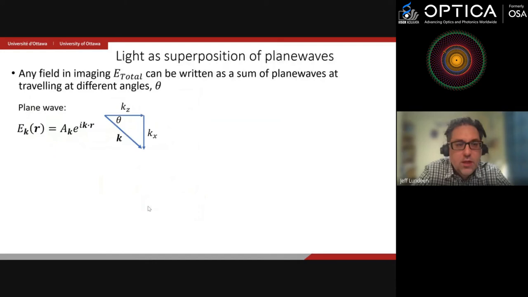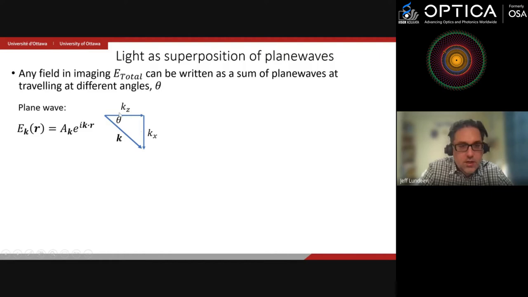To think about more general solutions, we need to think about what happens when light propagates through space. And to do that, we need to think about its plane wave spectrum, sometimes called the angular spectrum. So this is a plane wave, right? e^(ik·r). Here's k, its wave vector, and you can break it down into the z component along the propagation and x component perpendicular to it. And that wave is traveling at angle theta.